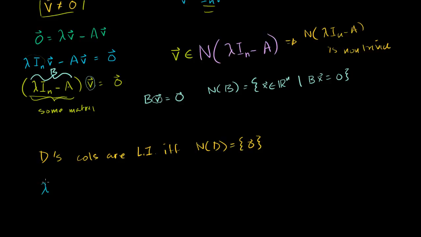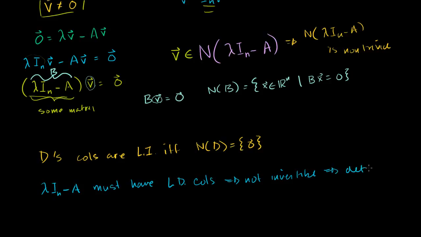So we know that, and I just wrote that there to show you what we do know. And the fact that this one doesn't have a trivial null space tells us that we're dealing with linearly dependent columns. So lambda times the identity matrix minus A looks all fancy, but this is just a matrix, and it must have linearly dependent columns. Or another way to say that is, if you have linearly dependent columns, you're not invertible. Which also means that your determinant must be equal to 0. All of these are true. If your determinant is equal to 0, you're not going to be invertible. You're going to have linearly dependent columns.